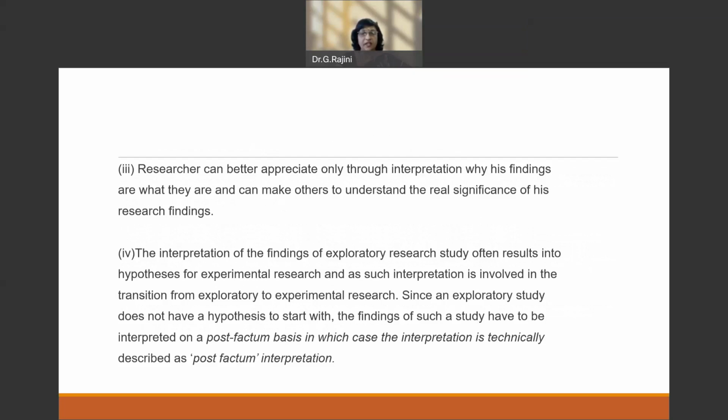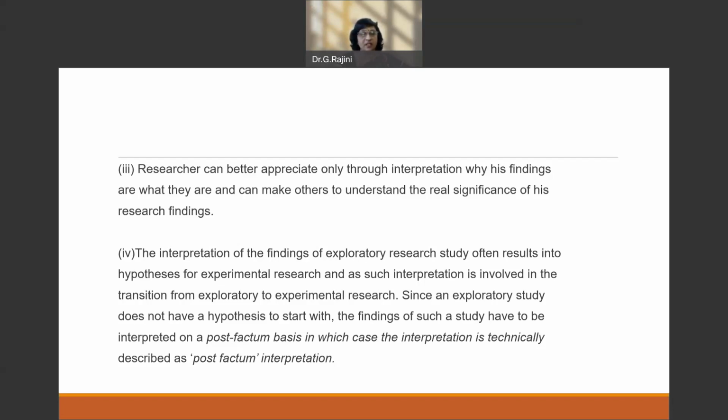So the interpretation of the findings of an exploratory research study often results in hypotheses for experimental research. When you explore, it's like looking at it from a bird's eye view. So it further needs experimental research, where you come out with the cause and effect, and such interpretation is involved in the transition from exploratory research to experimental research. So the results of one research will be the direction for future research. That becomes a research gap for the next research they start working on.